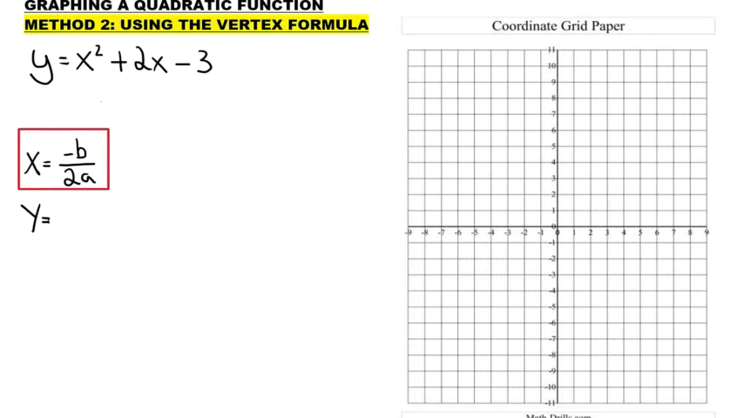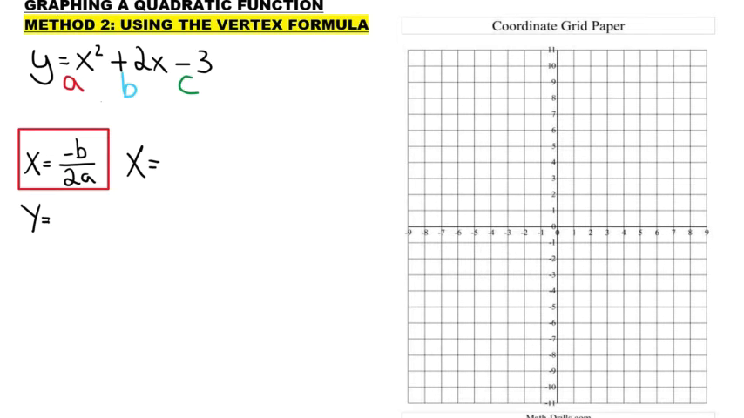Okay, boys and girls, let's take a look at method number 2 of graphing a quadratic function. And here we're going to use the vertex formula because it will give us an axis of symmetry. Now, it's important to take account what is the A. Remember, the A is the first term, B is the second term, and C is the third term. So using the A and the B, we're able to find the x coordinate that will give us our vertex.